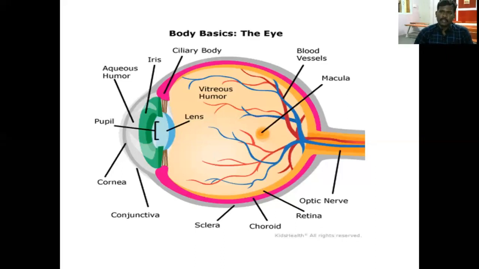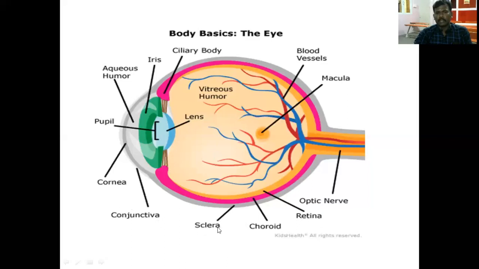They are not asking you to draw the diagram, but at least practice drawing the diagram with these several parts. The ciliary muscles, the ciliary body, is used as a diaphragm for the lens and the iris. The center part of the iris is the pupil, and then the cornea, sclera, and choroid.